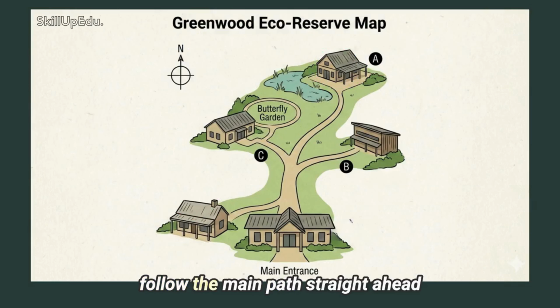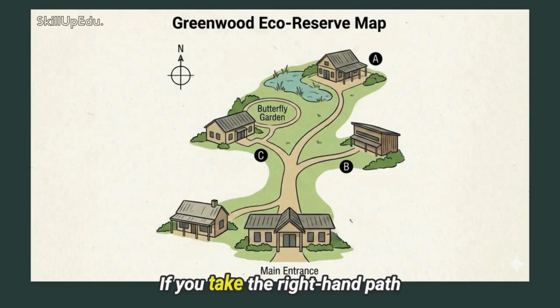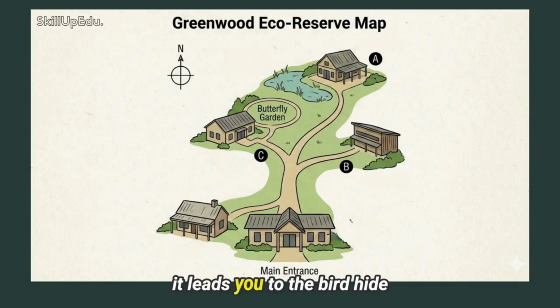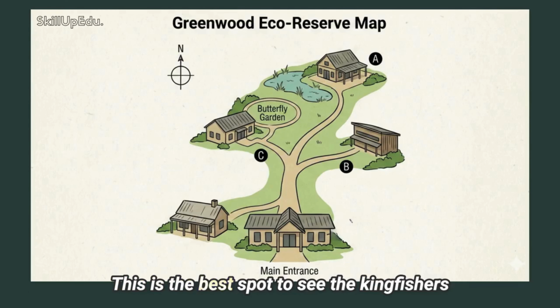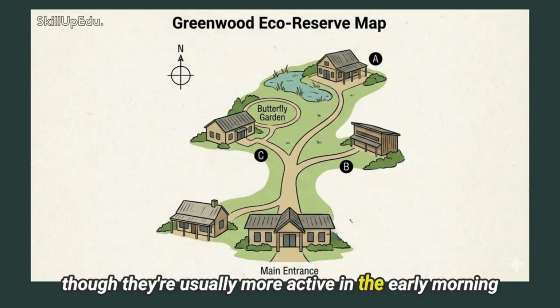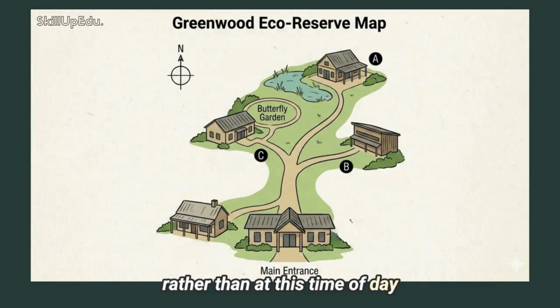Now, follow the main path straight ahead. You'll come to a fork. If you take the right-hand path, it leads you to the bird hide. This is the best spot to see the kingfishers, though they are usually more active in the early morning rather than at this time of day.